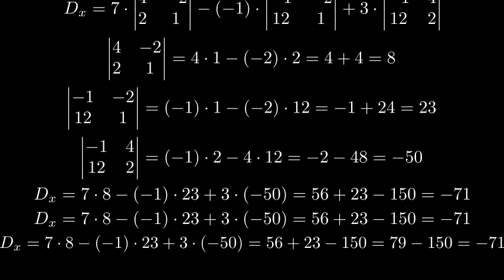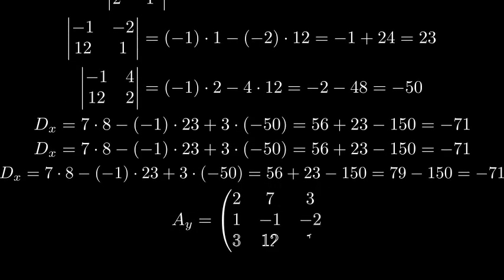Similarly, we can calculate D_y and D_z. I'll speed up this process since we've already seen the method in detail. For matrix A_y, we replace the second column with the constants 7, minus 1, and 12, calculating the determinant of A_y using the same method.